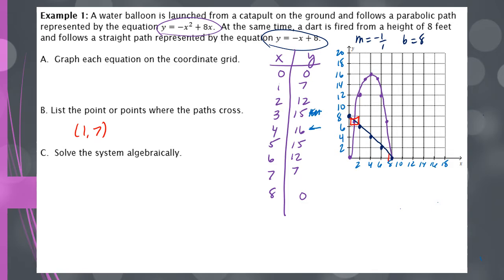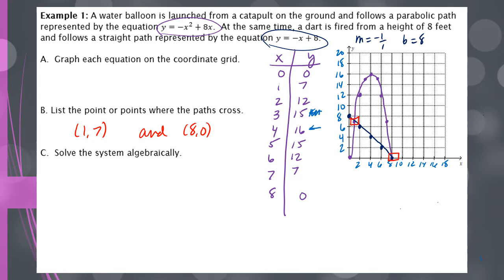And then the second one is when they're both going to hit the ground at the same time. So that would be at the point 8, 0. Now part C asks us to solve the same system of equations, but we're going to do so algebraically. So as long as we did this correctly, we should get the same answer.